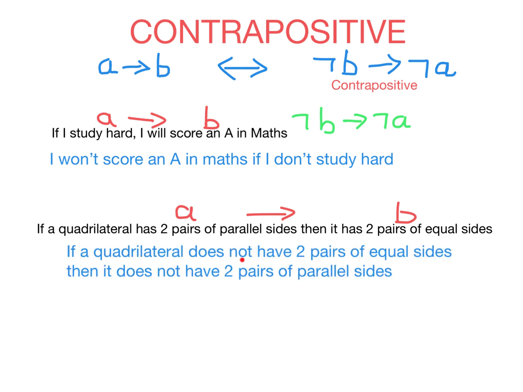If a quadrilateral does not have two pairs of equal sides, then it does not have two pairs of parallel sides. In blue is the contrapositive. The statement in black and the statement in blue are logically equivalent. So if I don't know how to prove this statement here in black, I might have a go at proving the statement in blue, because that is tantamount to the same thing in maths. Let's look at two examples where we prove the contrapositive.